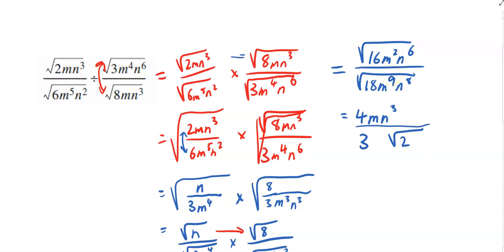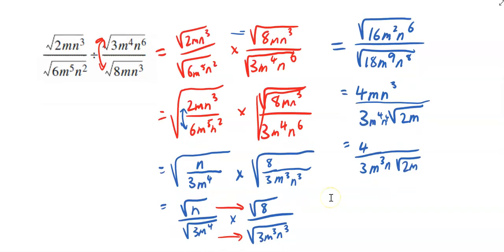M to the 9 will come out as m to the 4. And there'll be an m left in the square root. An n to the 8 will come out as n to the 4. All right, and now simplifying top and bottom, I've still got that 4 over 3, m and m to the 4. That's going to be m to the 3 on the bottom. N and n to the 3 and n to the 4, that's going to be n on the bottom. And I'm going to have root 2m remaining on the bottom. And that's my final answer.